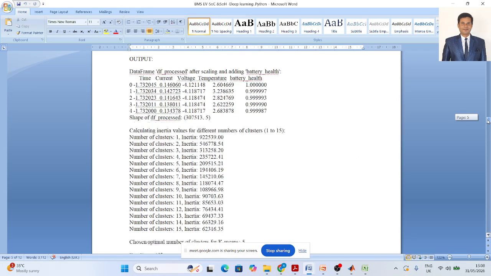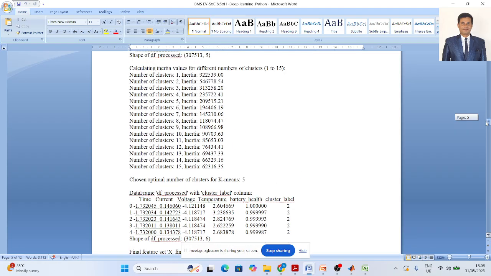Right, it will try to make the predictions. Then see the clusters.